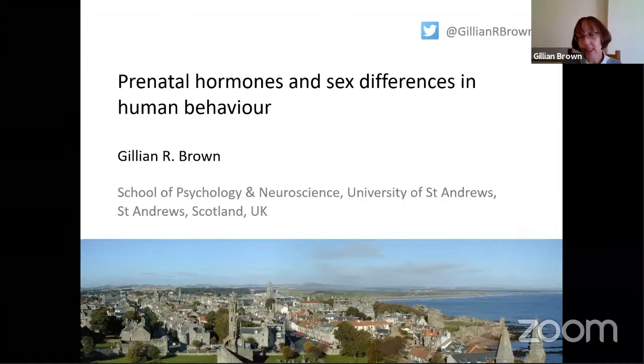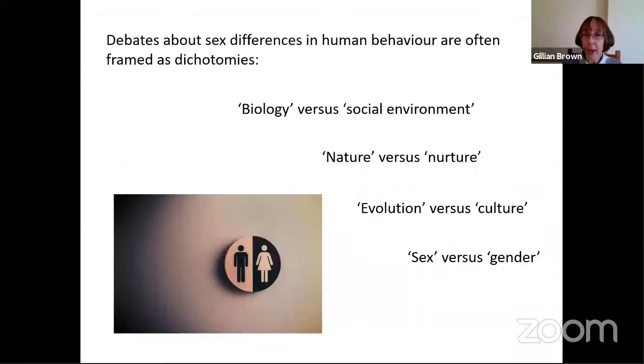I'm going to be talking about sex differences in behaviour, which is probably the most controversial topic that you could think of within psychology. And when we think about debates about sex differences in human behaviour in particular, we're often framing these in terms of dichotomies. So you might have heard of the arguments about whether differences between males and females might relate to biology or social environments, or you might have heard the term nature versus nurture.